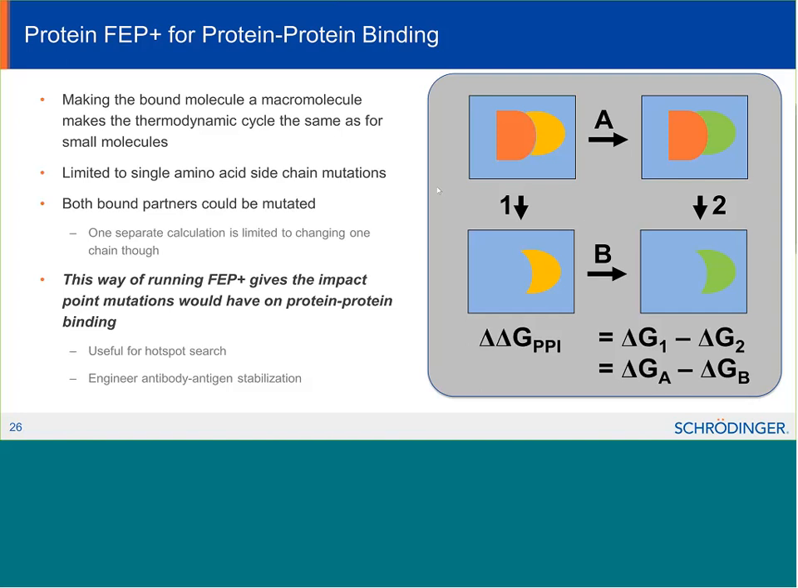The application of that could, of course, be just to understand the interface of two proteins, understanding which residues are important. Maybe that's why they are evolutionarily conserved. Maybe you're searching for hotspots to interrupt in a protein-protein interaction. But it could, of course, also be genuinely to improve the protein-protein binding affinity. For example, if you're trying to engineer antibody-antigen, the stabilization of the antibody-antigen complex.